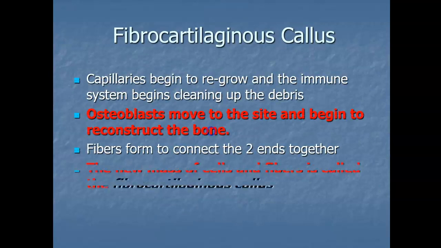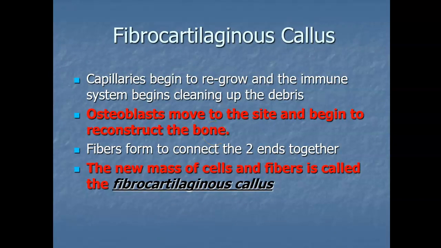The next step is the fibrocartilaginous callus that will form. Capillaries are going to start to regrow, and the immune system's going to come in and start cleaning up all of that debris. Osteoblasts are going to move into that injury site and begin to reconstruct the bone, producing more matrix and surrounding themselves with that matrix. Fibers are going to form to connect the 2 ends together, and this new mass of cells and fibers that starts to develop in this area is called a fibrocartilaginous callus.